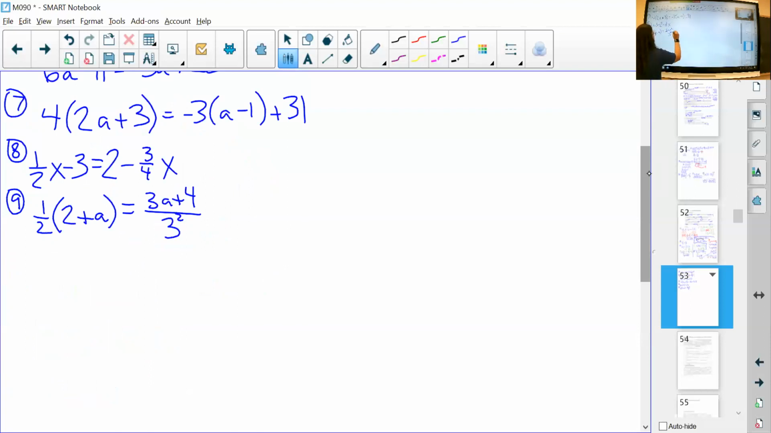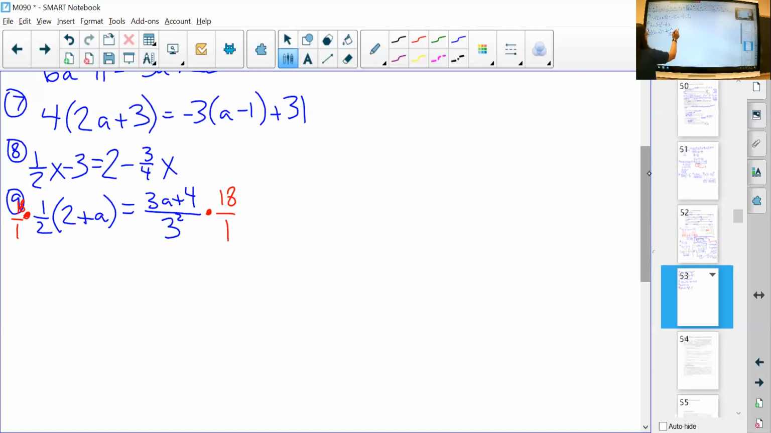Times 18 over 1, times 18 over 1. Notice that I do not multiply inside and outside. This is in parentheses, so this 18 applies to the 2 and to the a. I don't need to multiply it by the inside as well. It's already taken care of by doing this.